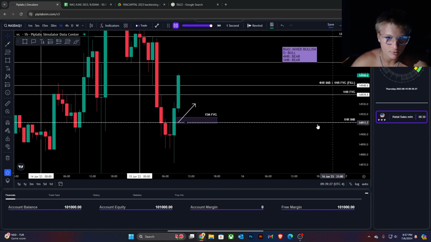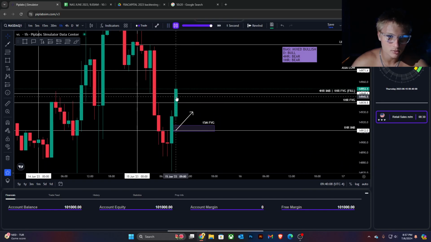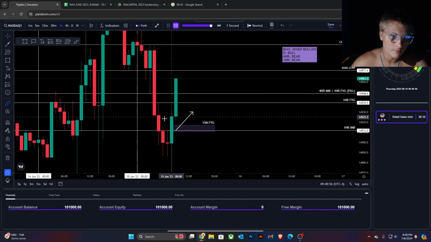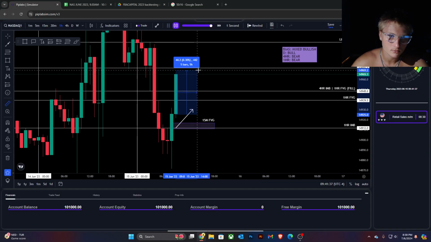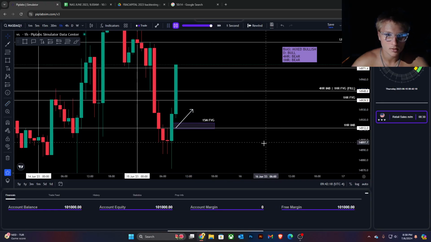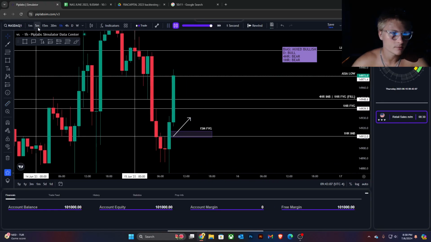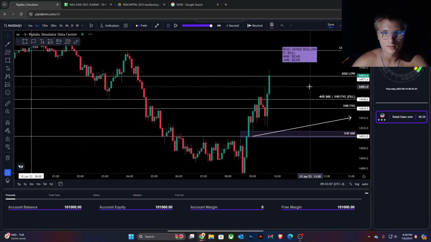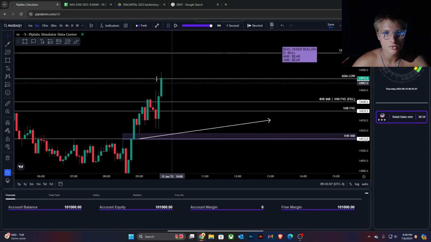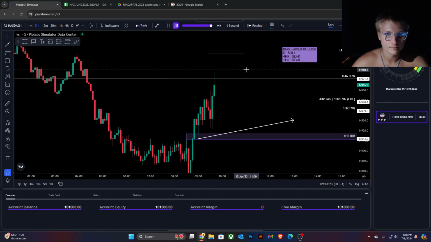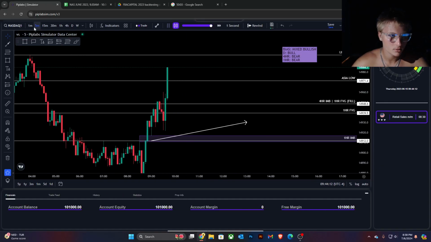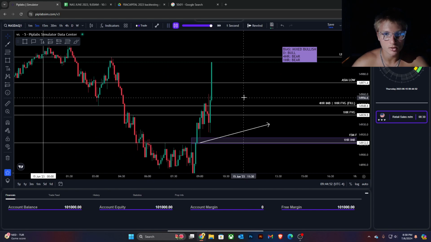This is a very volatile 9:30 a.m. candle. Look at the movement. Yeah, it looks like we won't have an entry. Just gonna hop on 5 minute. I just want to see what price action's doing on the lower time frames.